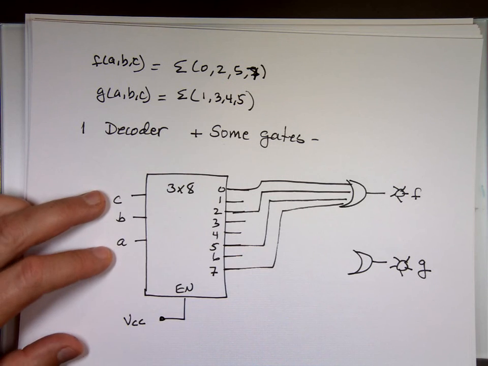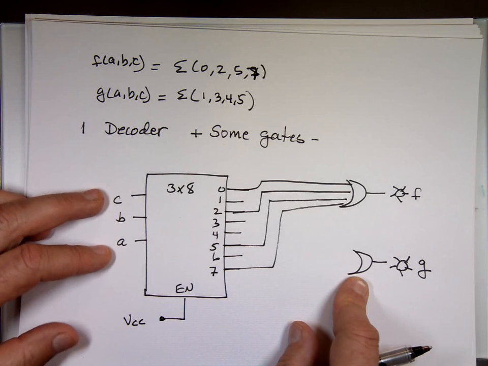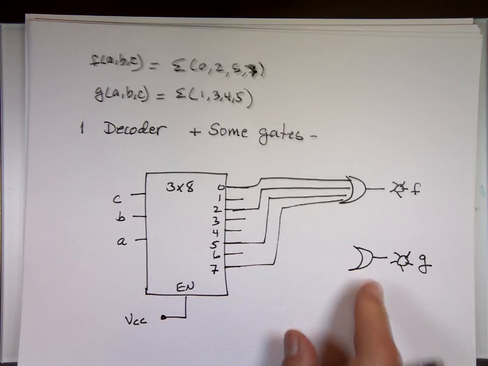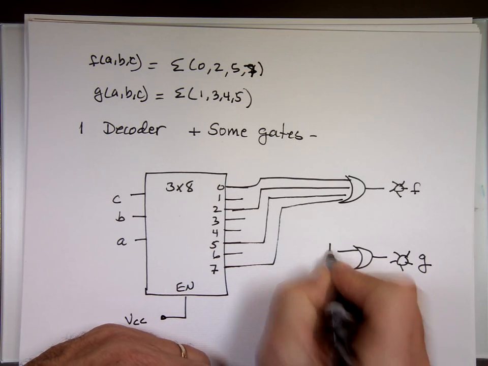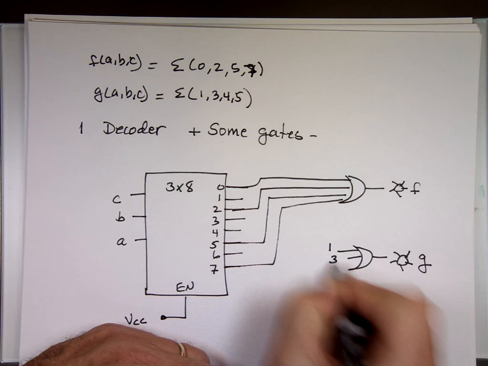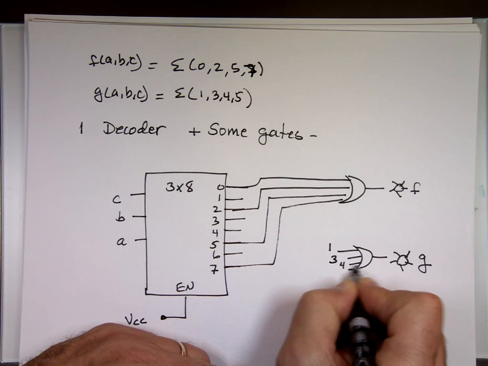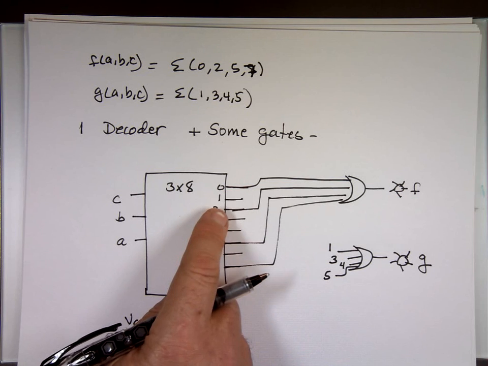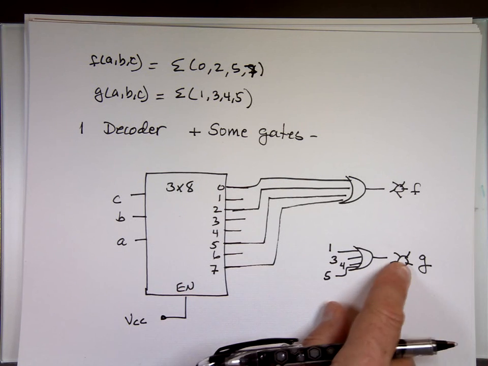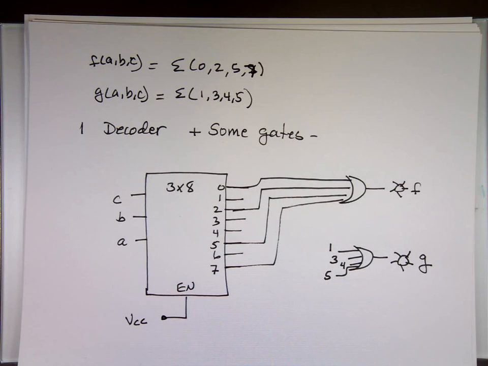What do you want to attach to this one? I won't run the wires because it will look ugly. Well, I'll just put the number on them. Pin number what? 1. Pin number 3, 4, and 5. So you attach 1, 3, 4, and 5 to that one, and that will turn that one on. So 1 3x8 decoder with 2 OR gates.